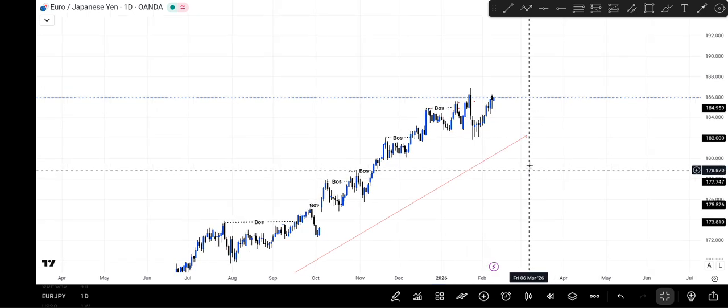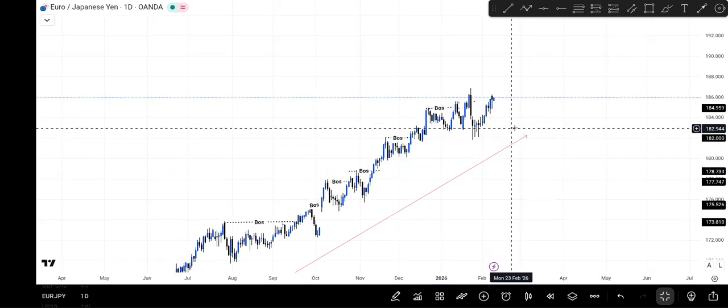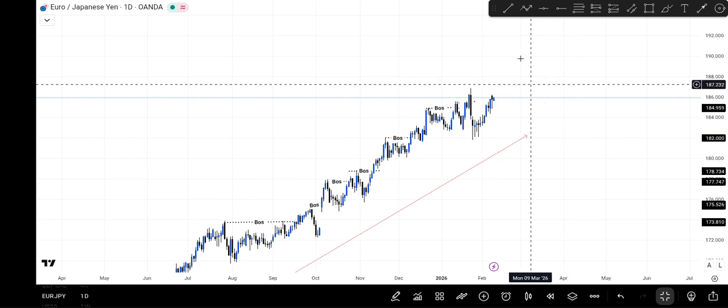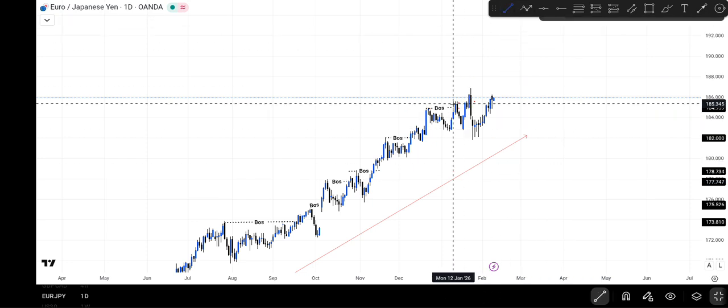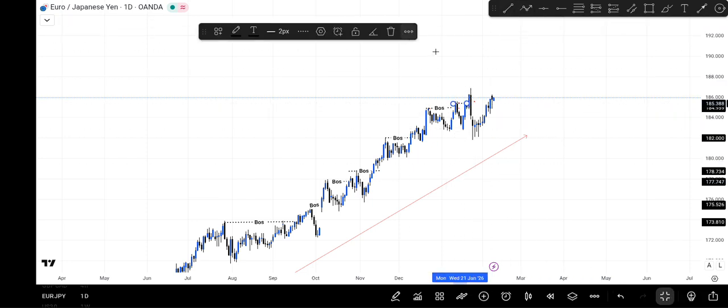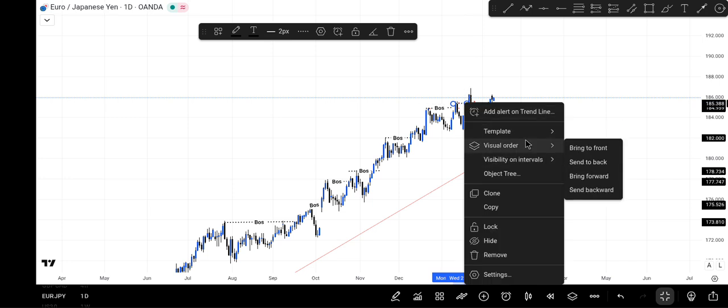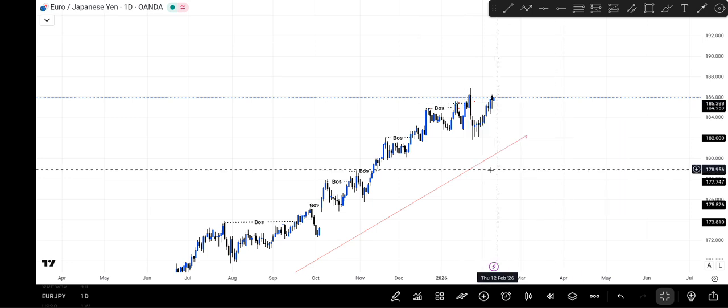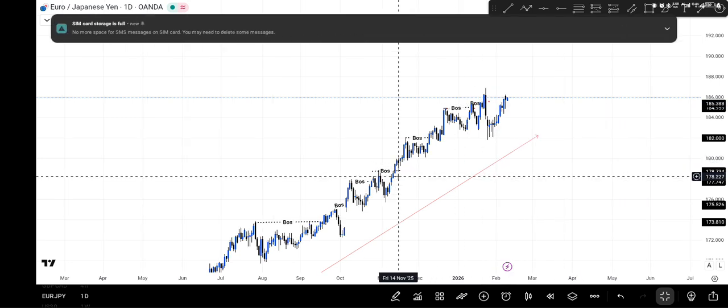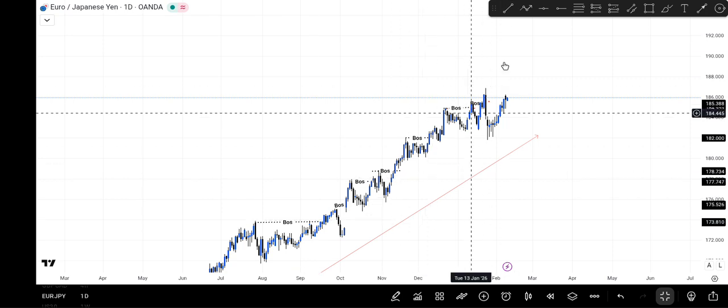After a break of structure, wait for a test of a support level or an order block and then take massive buys. There's also a support at this level. Sorry, I should say there was a break of structure at that level. And we can clearly see this is a strong, massive bullish trend.